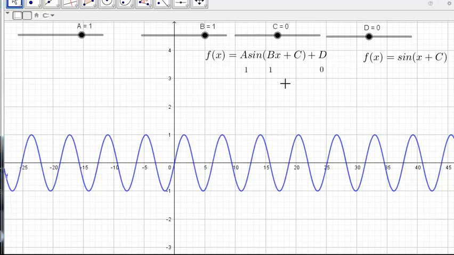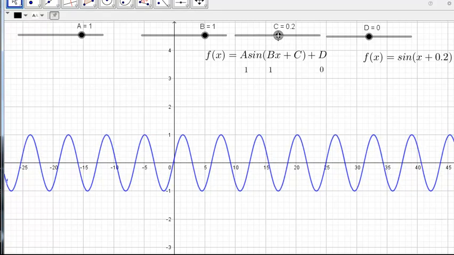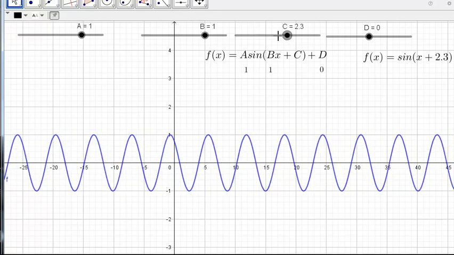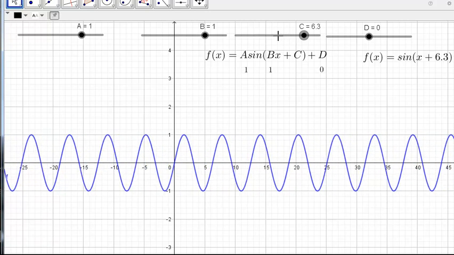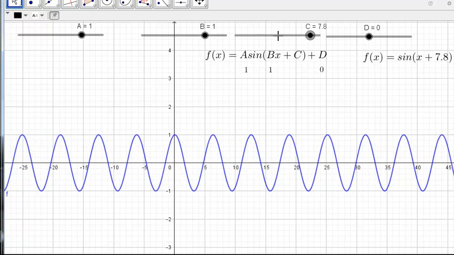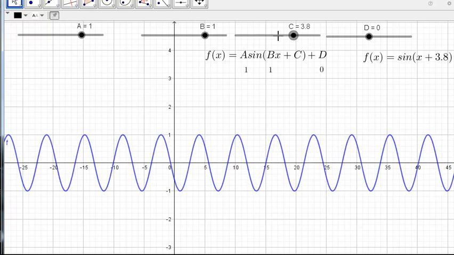Let's vary the value of C. To vary the value of C, all I do is move this slider left or right. So if I move it to the left, you expect this to move to the right. I have replaced the variable C with its value, which is currently 0. Let's increase the value of C, and you can see if I increase it, that's about 6.3. I've moved it 6.3, and of course I can move it to the right.